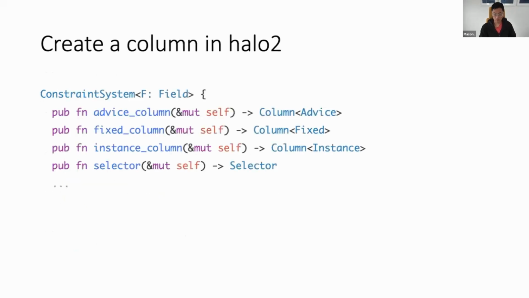Okay, yeah. And then how you would actually create the column in halo2: there is, I believe, a crate in Rust called the constraint system, and it has a bunch of methods that you're required to implement. One is advice column, which tells the constraint system, hey, I want a new advice column, fixed column and instance columns, and then selectors, right? All of these basically just tell the constraint system to increment a counter somewhere and give me a reference to an index for one of these.